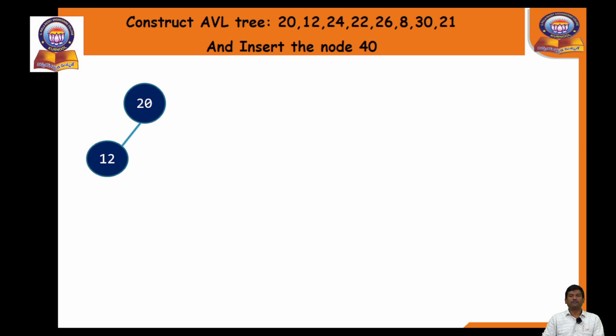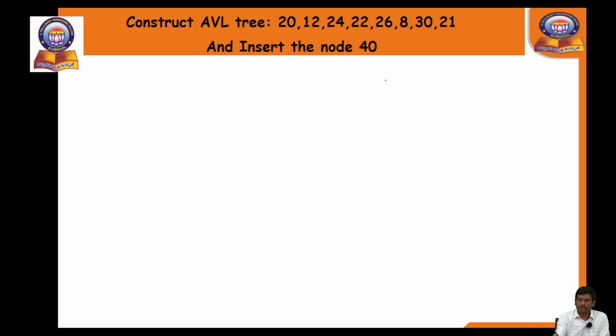And when you are adding the next node, that is 20, you are inserting the node 20. Check the balance factor. The balance factor will be equal to 0, because there is no left subtree and no right subtree. 0 minus 0 will be equal to 0.